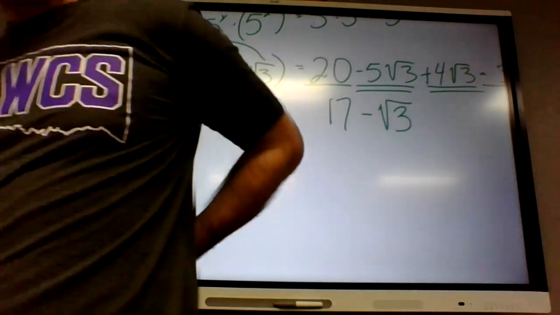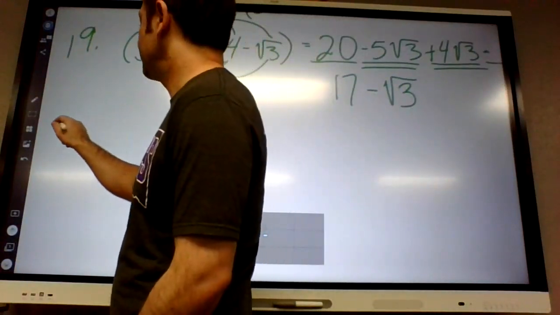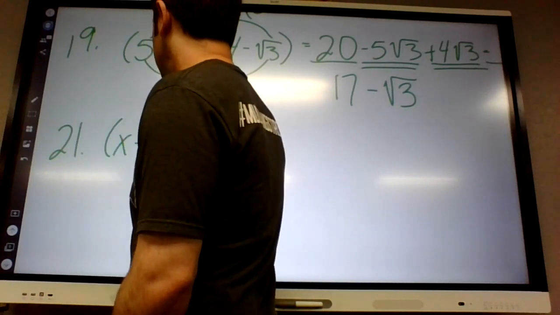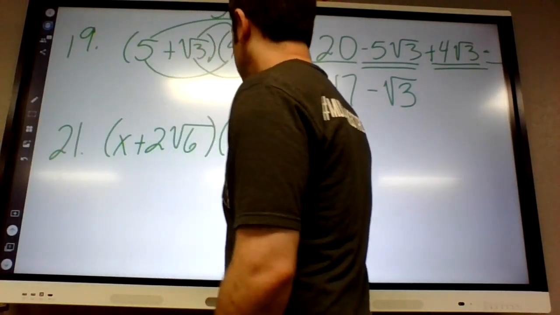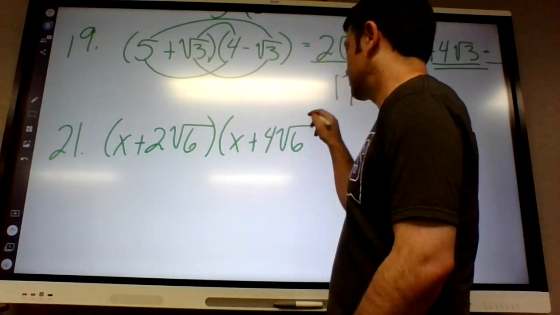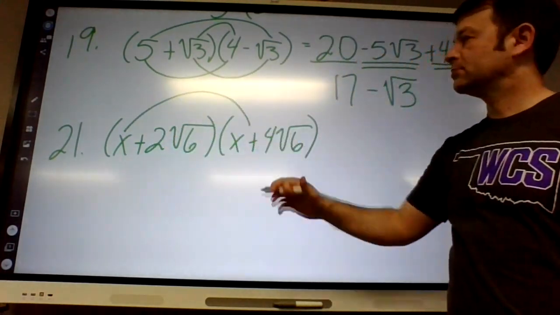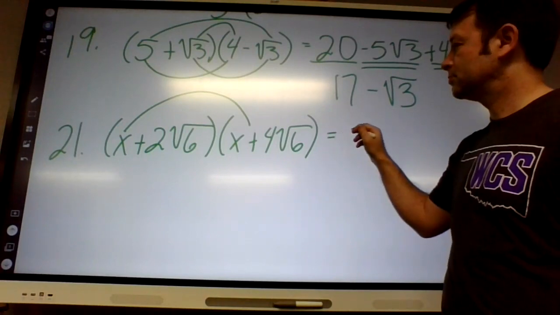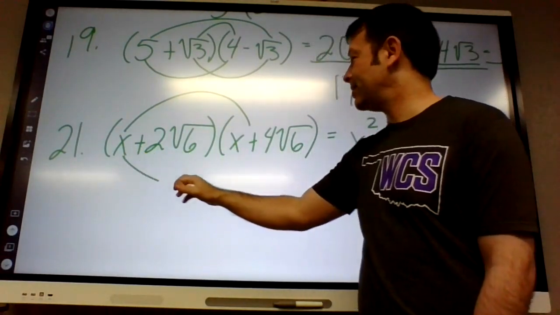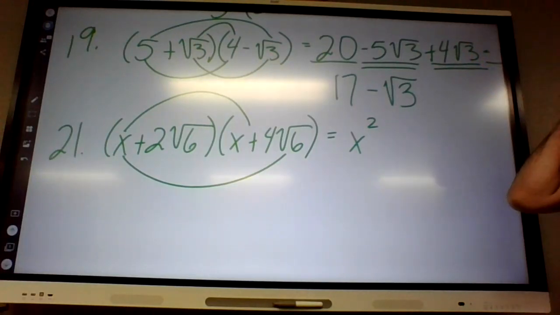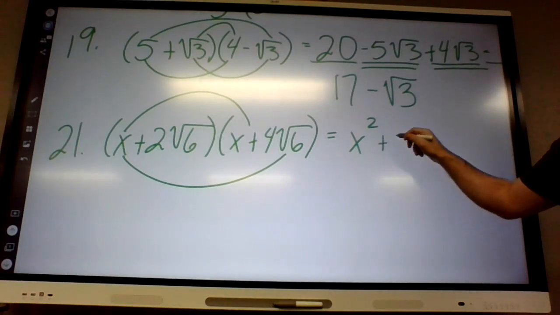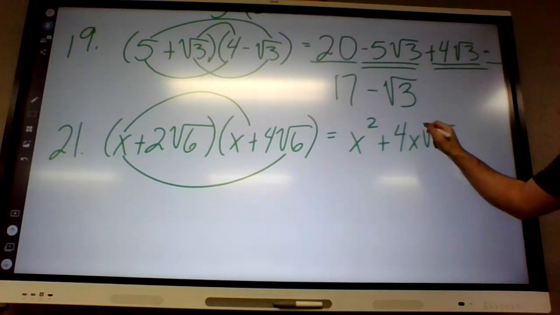x plus 2 square root of 6, x plus 4 square root of 6. Okay, more FOIL. What is the first going to be? That's going to be x squared. What is the outside going to be? Yeah, you can't really do anything. It's just kind of a matter of where you put the x. 4x square root of 6.